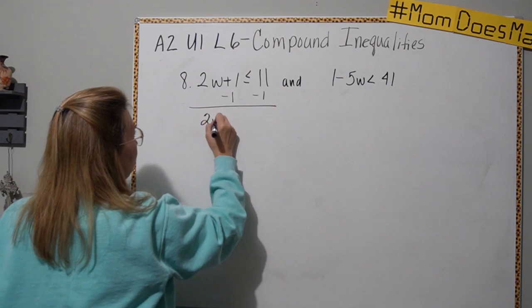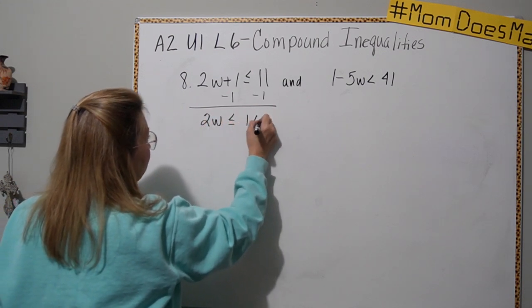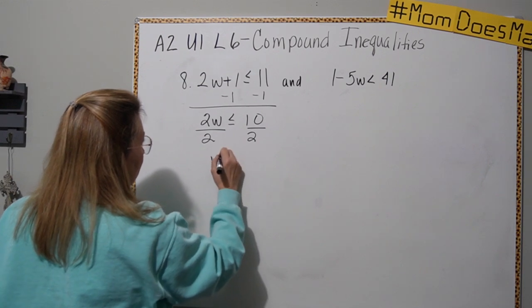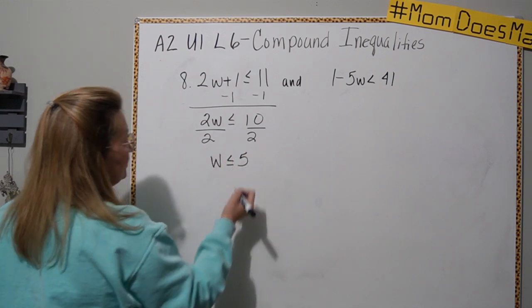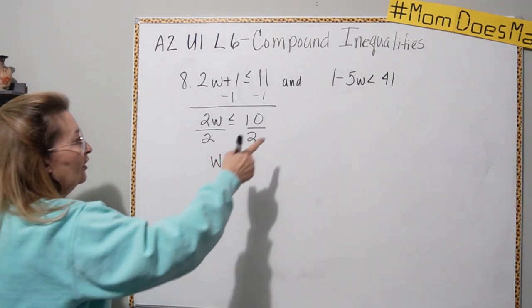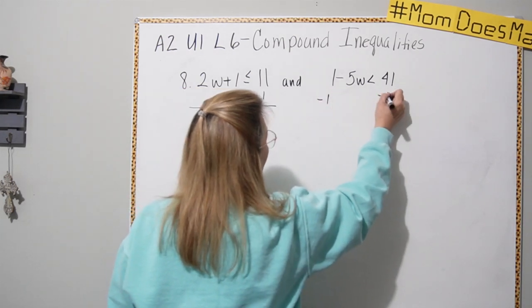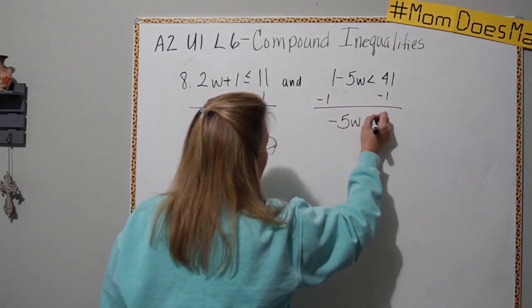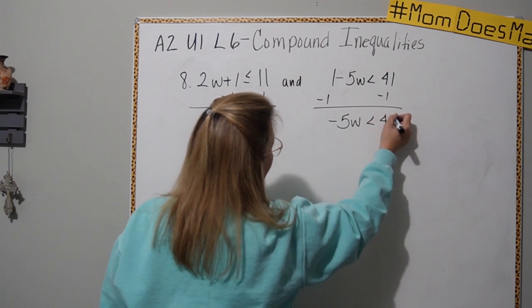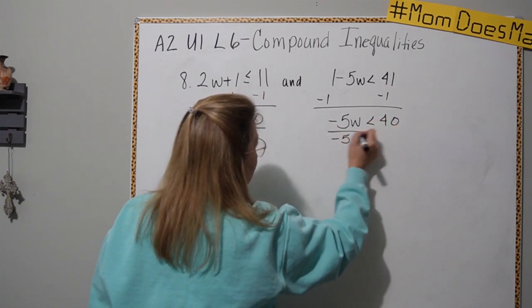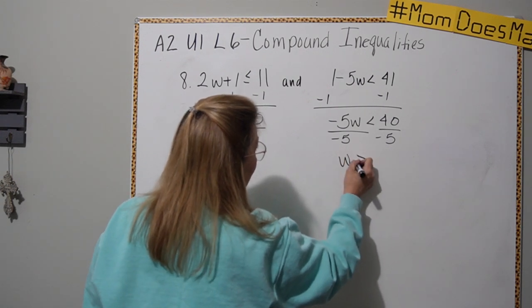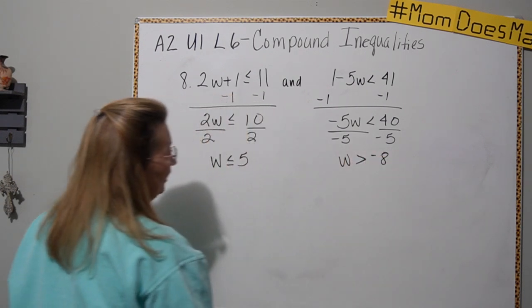So 2w is less than or equal to 10. Divide both sides by 2, and w is less than or equal to 5. All right, over here, I'm going to subtract 1 from each side. So now I have negative 5w is less than 40. Then I'm going to divide both sides by negative 5. I've got to flip my sign, and w is greater than negative 8.